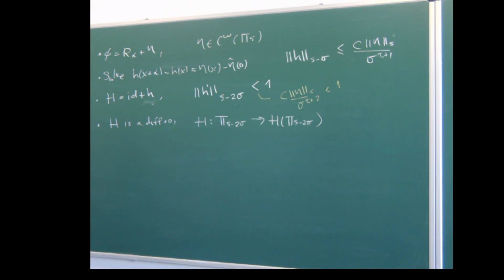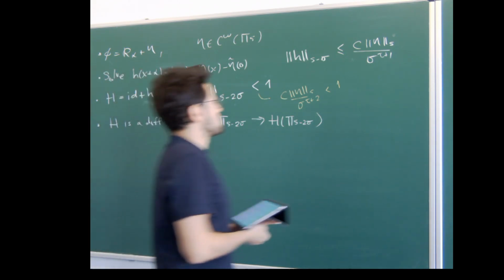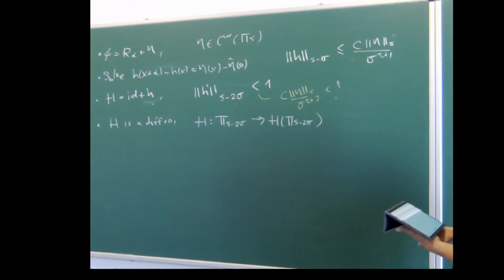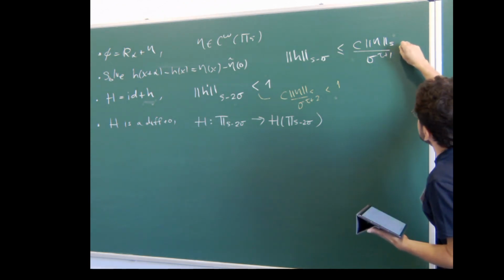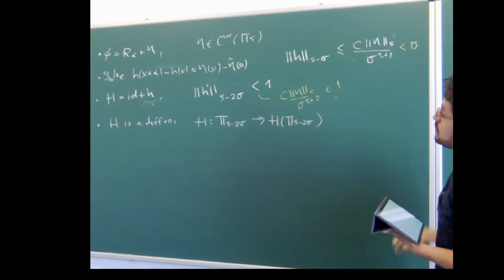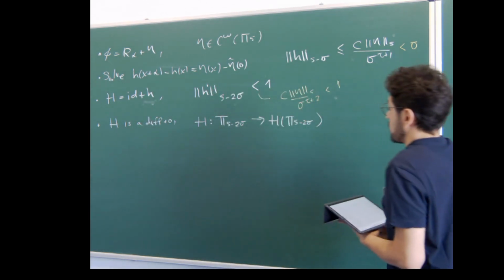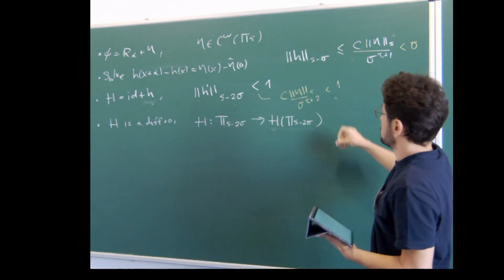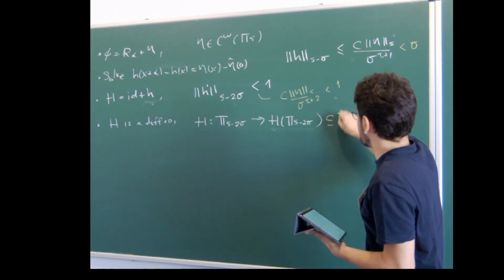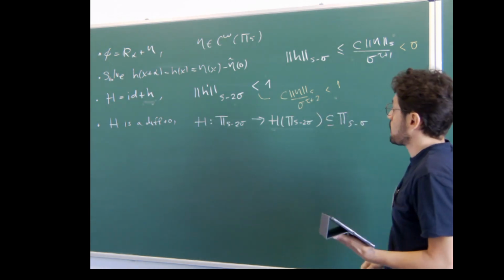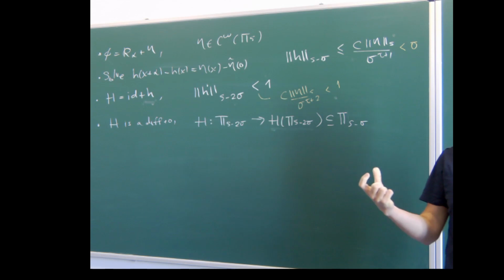Something that I would also like to assume, for example, from this boundedness assumption, is that this is smaller than sigma. Why? Because I want something that is very close to the identity. Then I can say, for example, that this is contained in T of S minus sigma, and I can try to say where the inverse is defined.